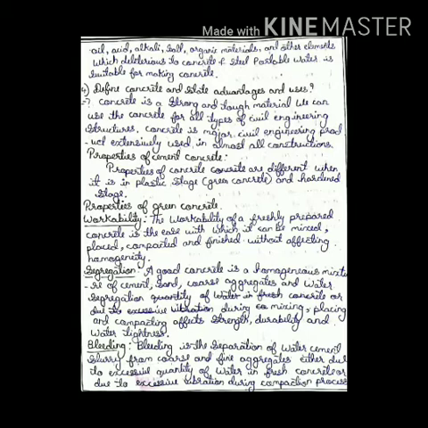Next question. Define concrete. State the advantages and uses. Concrete is a strong and tough material. It is a mixture of cement, sand, coarse aggregate and the required quantity of water. We can use concrete for all types of civil engineering works. Concrete is a major civil engineering product extensively used in almost all constructions.